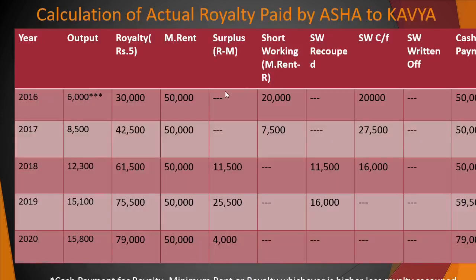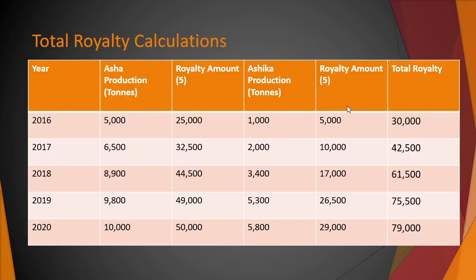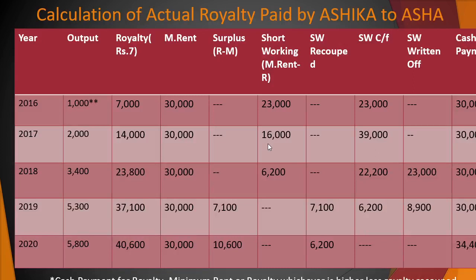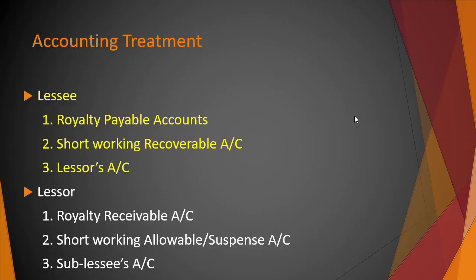So we have calculated already the royalty table 1, that is the payment made by Asha to Kavya sisters, and we have prepared a small table for the royalty due by Asha and royalty due by Ashika. After this, we have prepared the royalty table 2, where we have found out the royalty due by Ashika to Asha, royalty payable by Ashika to Asha, Sub-Lessee to lessee. So, in accounting treatment, we have seen the ledger accounts in the books of lessee and in the role of lessee.